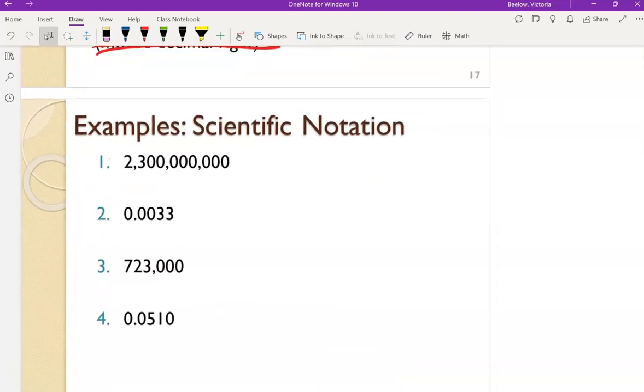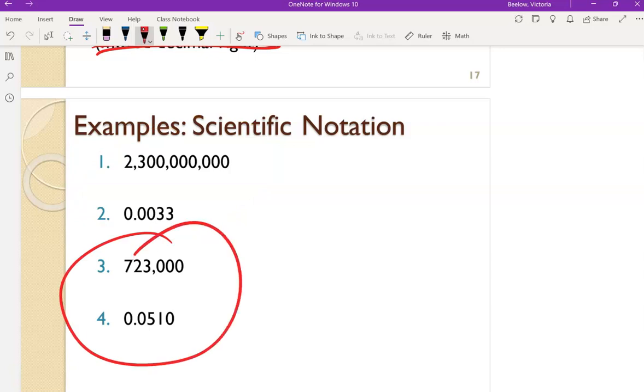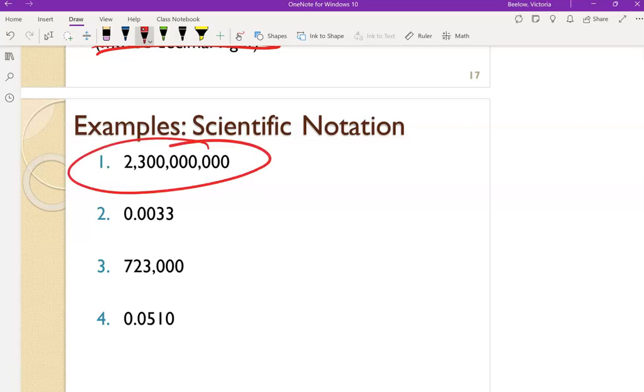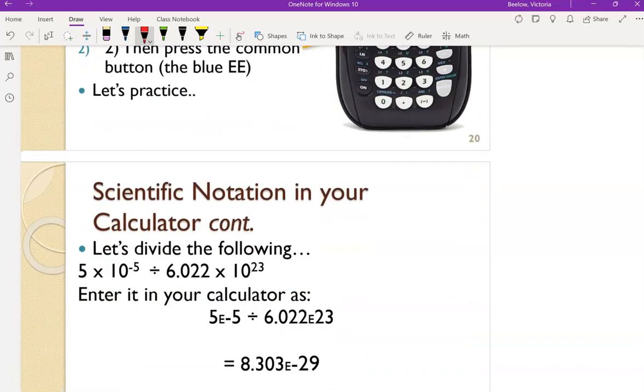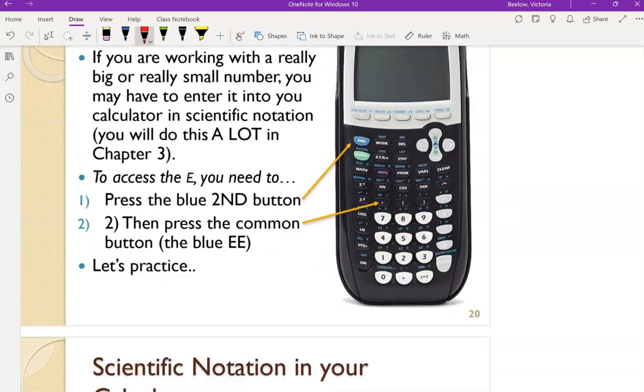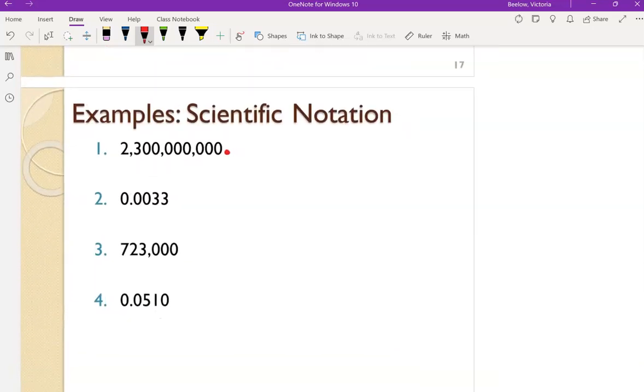All right, I'm going to do the first 2 examples, and then after that I want you to pause the video and try these 2 on your own and then check your work. This is a really big number. Instead of writing out all those zeros, let's write this in scientific notation. For these examples, we're going from standard notation to scientific notation, but be aware that we can go in the opposite direction. I'll do some examples of those as well.